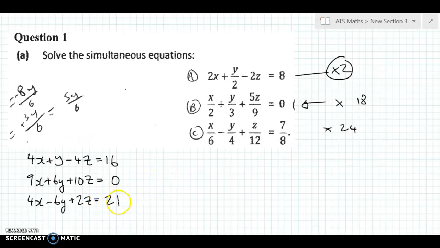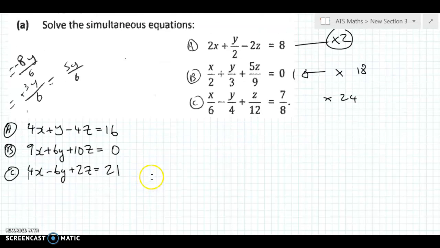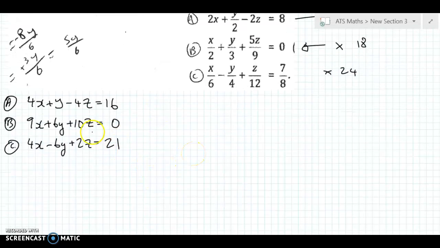I'm just checking them here. Yeah, I think they're okay. Now, you see we can match up. We call this A, B, and C. B and C, we can add them together. So we can just add B and C together, right?